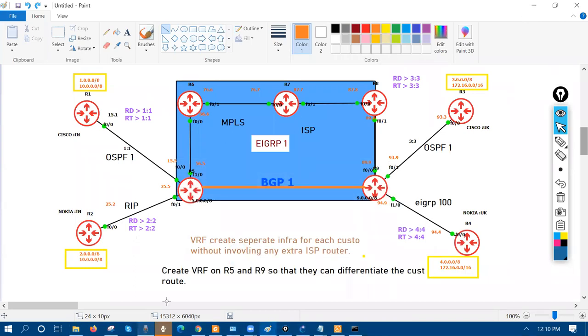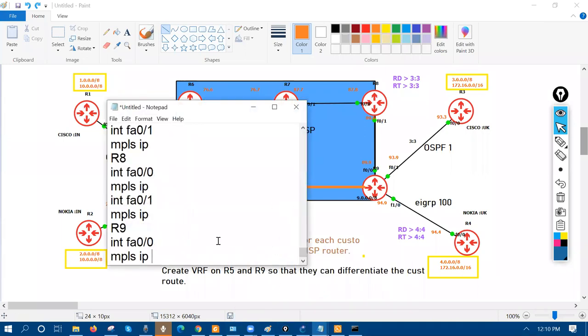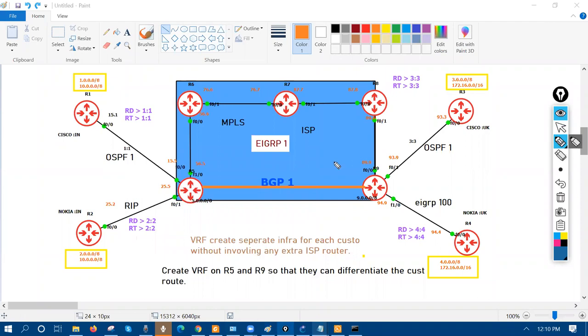Hey guys, so we have done with this concept. All the IGP, step number 5, configure the MPLS unicast in the service provider. Now we need to configure the BGP between this guy and this guy. So we can make a BGP free core.